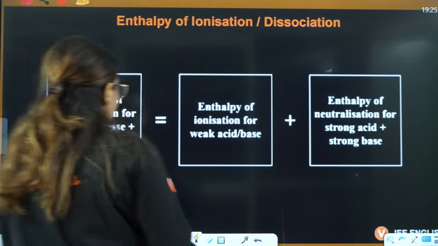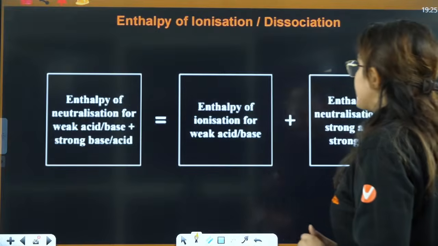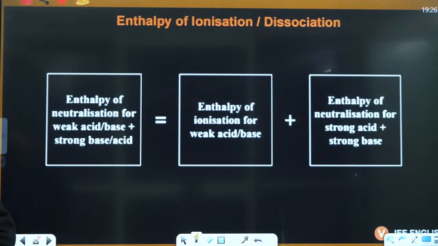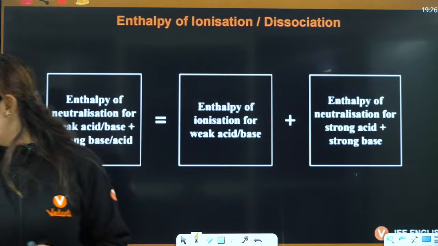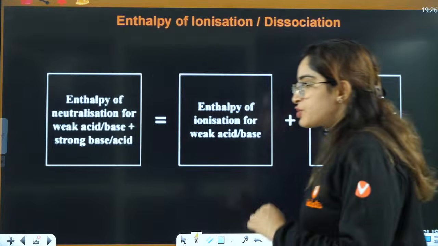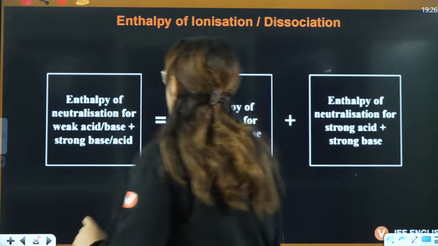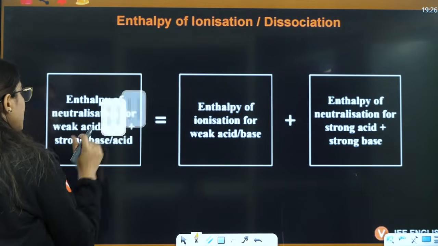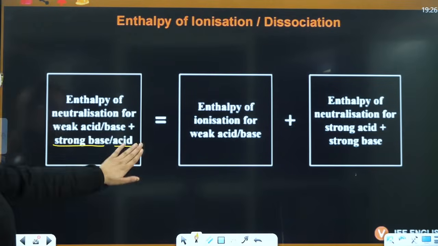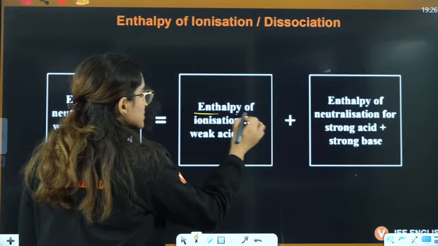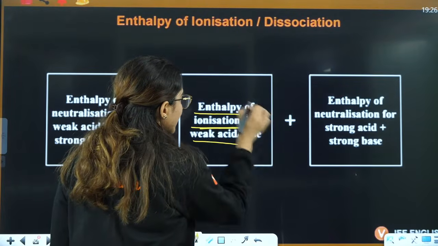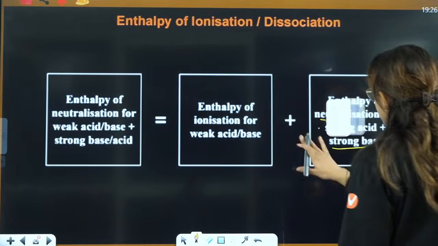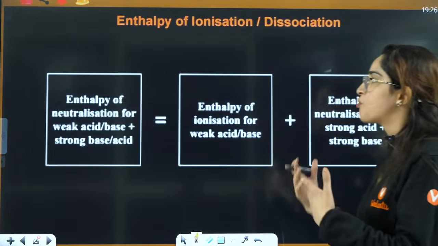Right, now let's talk about enthalpy of ionization or dissociation. What is enthalpy of ionization or dissociation? Let's talk about that. Okay, everyone. So, first thing is: enthalpy of neutralization for a weak acid or base plus a strong base or acid is equal to enthalpy of ionization for the weak acid or base plus enthalpy of neutralization of strong acid plus base. This is very important. This is a point which will make you understand things more easily.